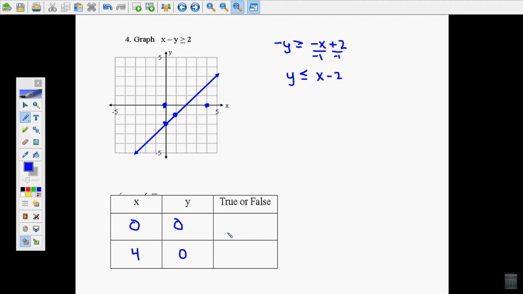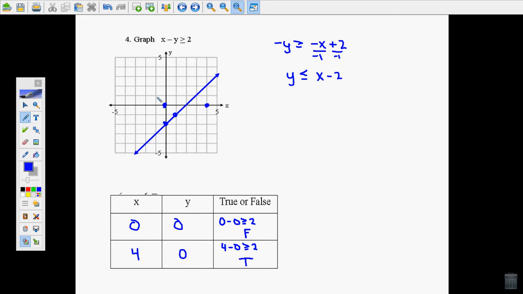Okay, now let's decide which side's true and which side's false. So again, go back to your original problem. And for this first one, you're going to put 0 in for x and 0 in for y. So that means it's going to be 0 minus 0 greater than or equal to 2. Is that true or is that false? Okay, this would be false because 0 minus 0 is 0 and 0 is not greater than 2. Okay, now try it with 4 and 0. So 4 for x, 0 for y. Is 4 minus 0 greater than 2? Yes, it is. So that's true.